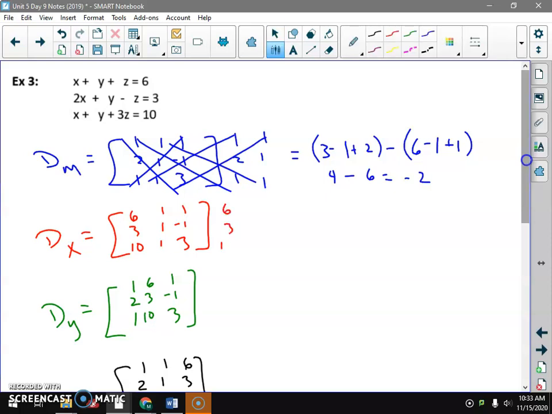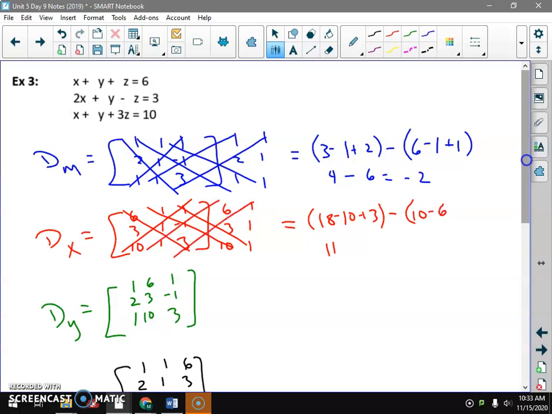Let's find x. Copy column 1. Column 2. 6 times 3 is 18. Negative 1 times 10 is negative 10. 1 times 3 is 3. 18 minus 10 is 8, plus 3 is 11. Minus. Let's find this diagonal right here. 10 times 1 is 10. This diagonal right here. 6 times negative 1 is negative 6. This diagonal right here. 3 times 3 is 9. 19 minus 6 is 13. 11 minus 13 equals negative 2.